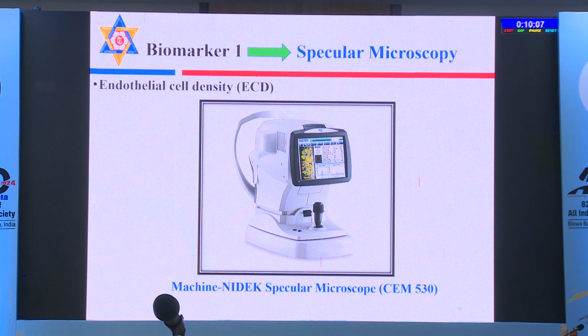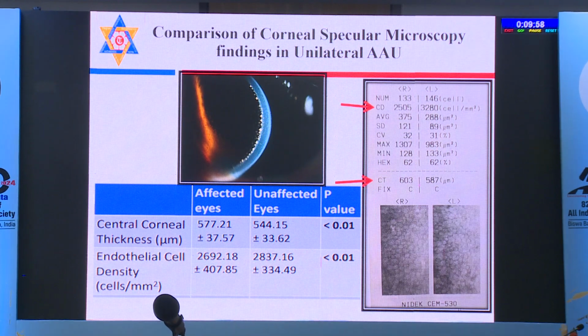There were 3 biomarkers. The first biomarker was the endothelial cell density, which was evaluated by specular microscopy using the NIDEK machine. Here we found that when there is endothelial dysfunction in the affected eye, the endothelial count goes down, and this leads to an increase in the corneal thickness. So this is a representative picture where we can see that the endothelial count has gone down, because this is a case of right eye acute anterior uveitis. The count is low and the corneal thickness has increased.